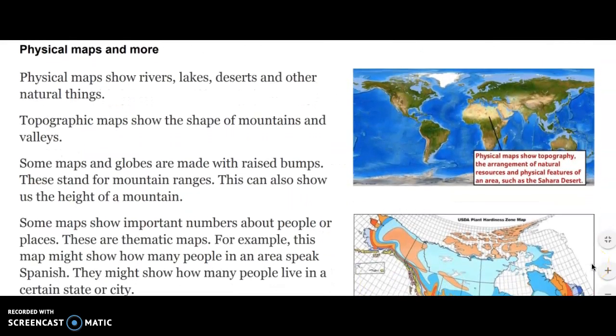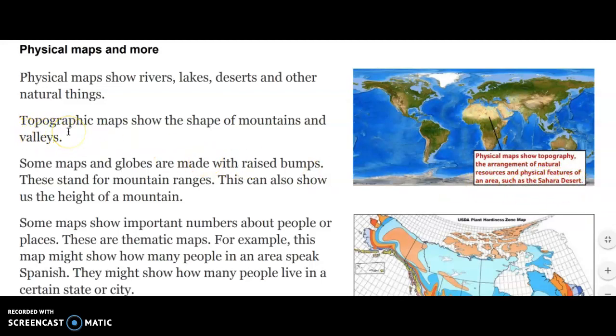The next heading, and the final heading in this reading, is physical maps and more. Physical maps show rivers, lakes, deserts, and other natural things. So I'm going to stop right there so I can show you the physical map. I'm circling it. The caption says, physical maps show topography, the arrangement of natural resources and physical features of an area, such as the Sahara Desert.